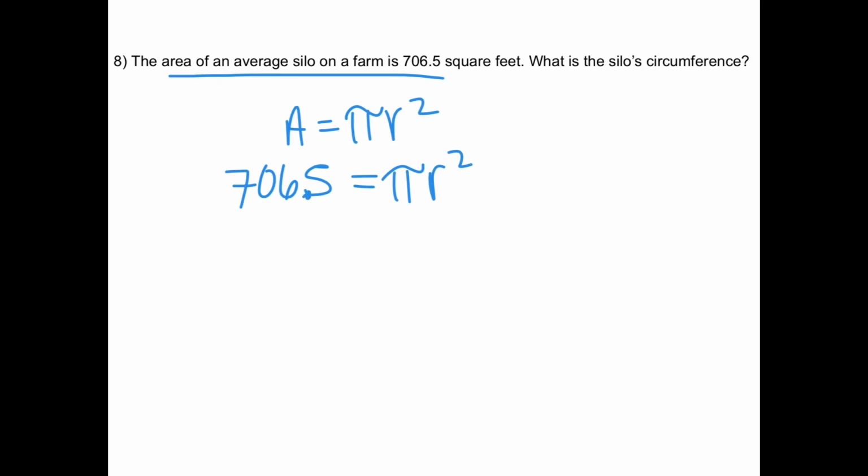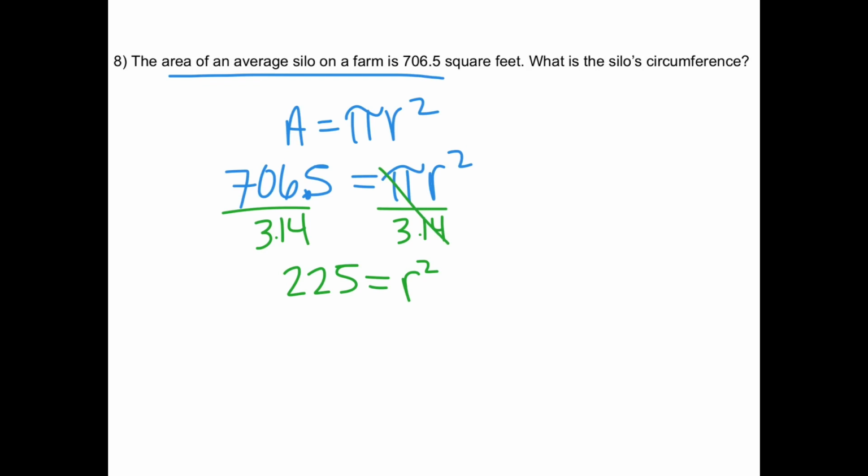We're talking about a silo on a farm. These are those big, tall, round buildings that often hold corn. We're talking about area, so it's just the floor, the ground space that it's taking up. To solve for the radius, I'm going to divide by 3.14 on both sides. That will cancel out my pi, and I'm going to end up with what r squared equals. Using 3.14 exactly, I get 225 exactly without having to do any rounding.